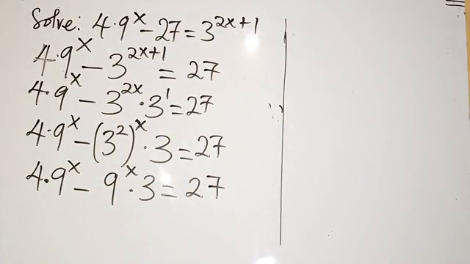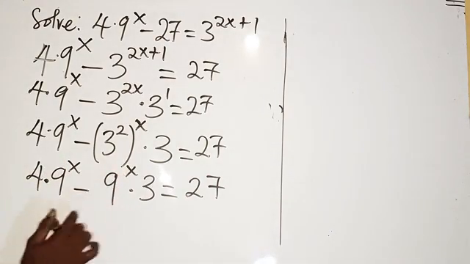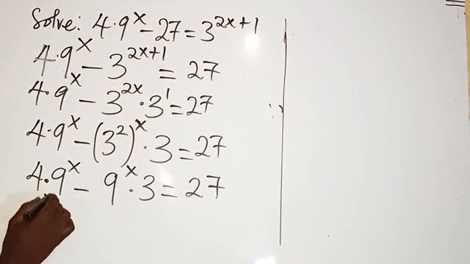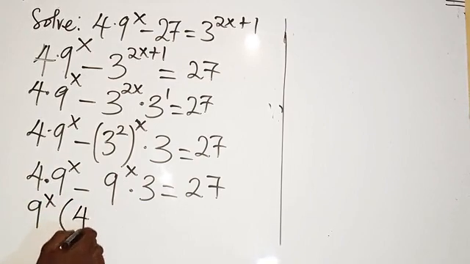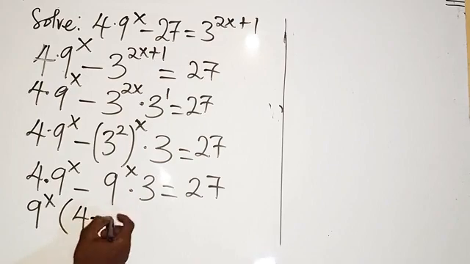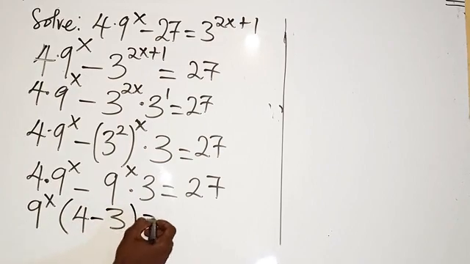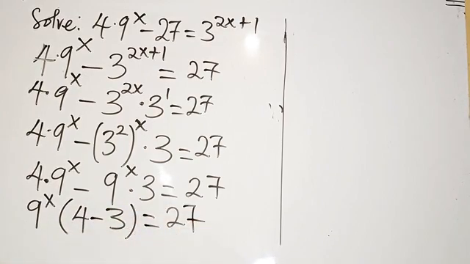So now from there, what do you think we can do? We can see that we have 9 to the power x here. 9 to the power x is common, so we try to factorize 9 to the power x out, so 4 remains here, then minus 3 here, then equals 27. Are you following?